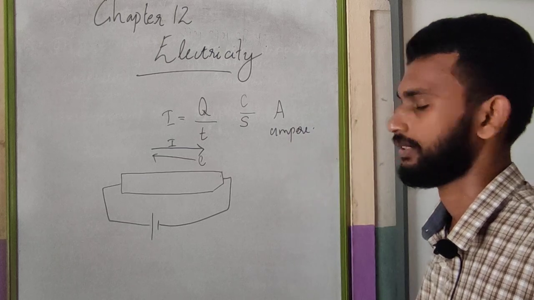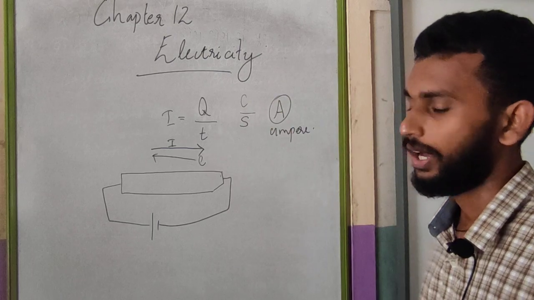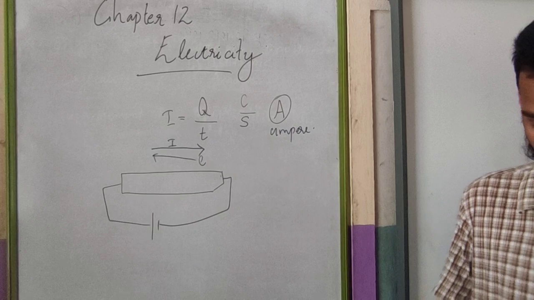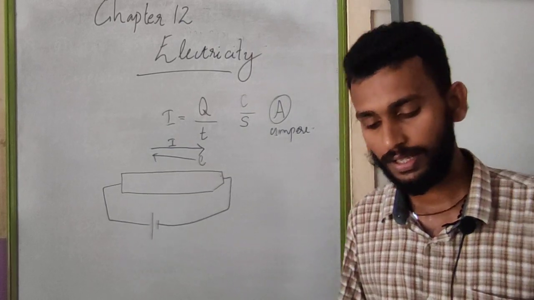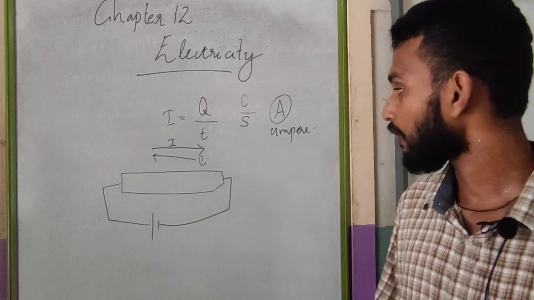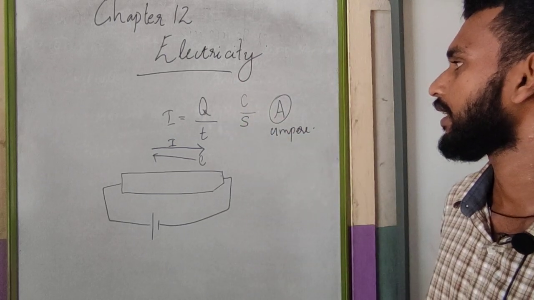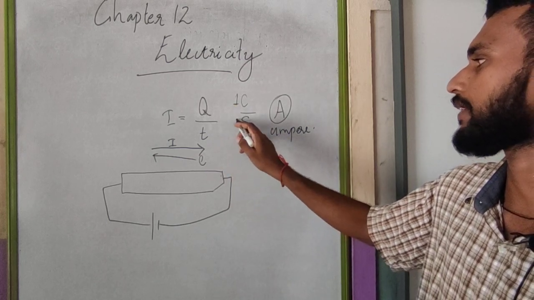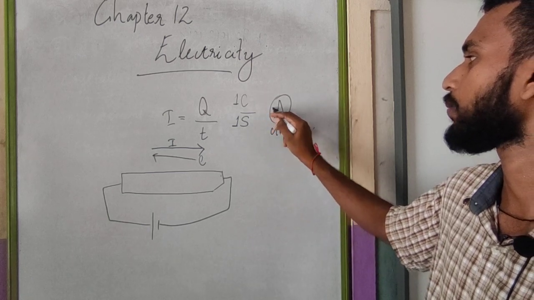A-M-P-E-R-E, ampere. Okay, so you have to remember this one. And the definition of the ampere, 1 ampere, is also given in that PDF. Define 1 ampere. This 1 ampere is constituted by the flow of 1 coulomb charge per 1 second, isn't it? If the charge value is 1 coulomb and the time taken is 1 second, then the current value will be equal to 1 ampere.